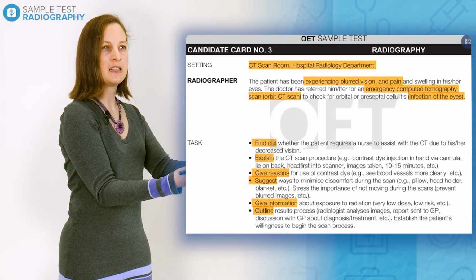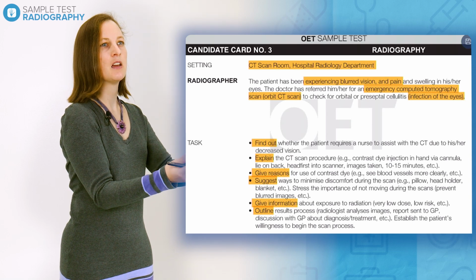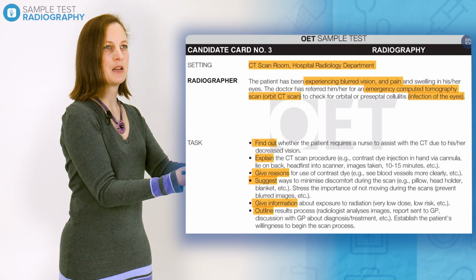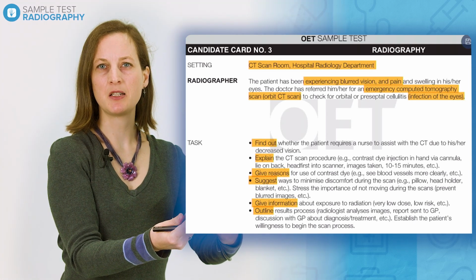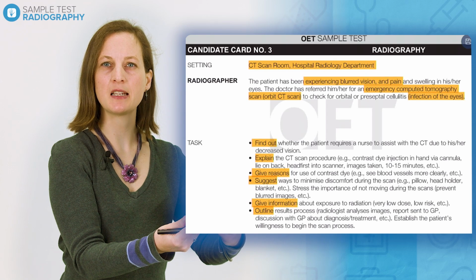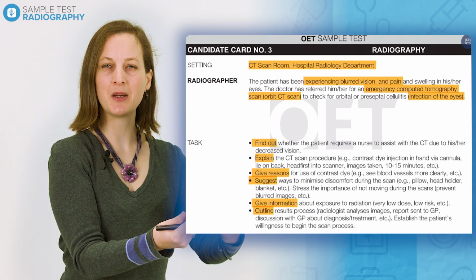Which tasks do I need to spend most time on? From checking the tasks again, I know I want to allow plenty of time for tasks 2 and 6. Task 3 could also need a bit of time to prepare the patient for the process. I should aim to move through tasks 1, 4 and 5 fairly quickly.